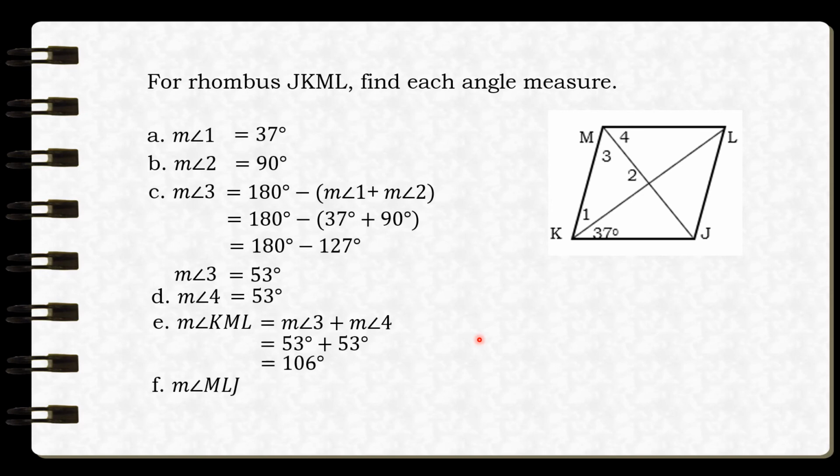And the last but not the least, what is the measurement of angle MLJ? This is MLJ. And the measurement of angle MLJ, angle L, is actually the opposite of this particular angle, angle K. So the measurement of angle MLJ is just equal to the measurement of angle 1 plus 37, or simply 37 plus 37, which is equal to 74.